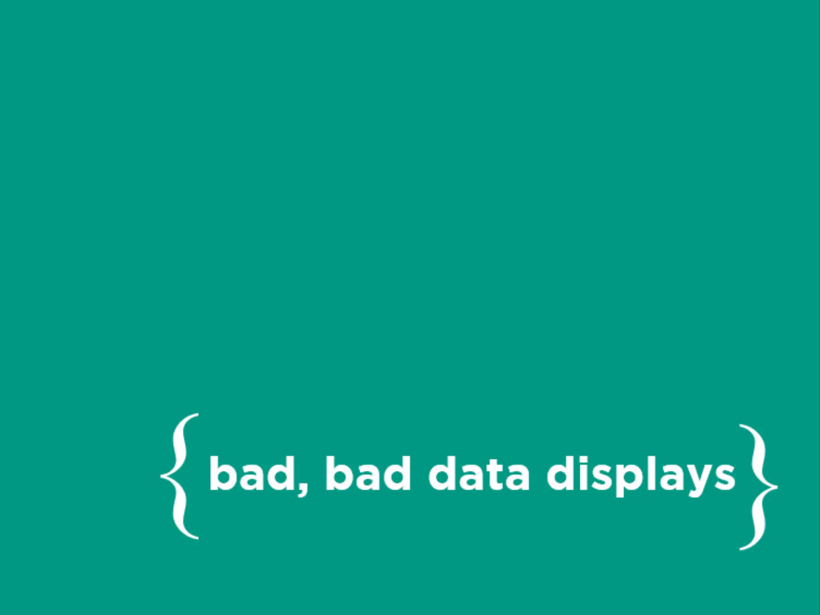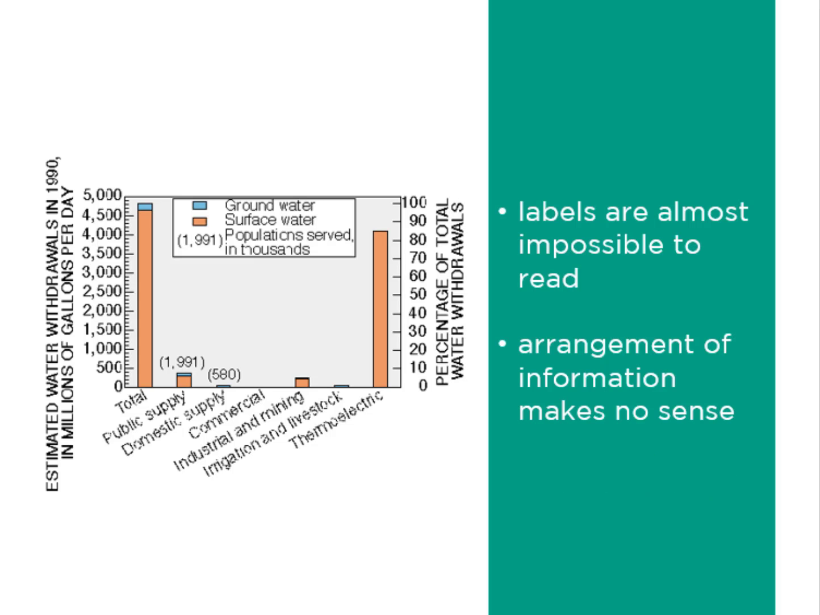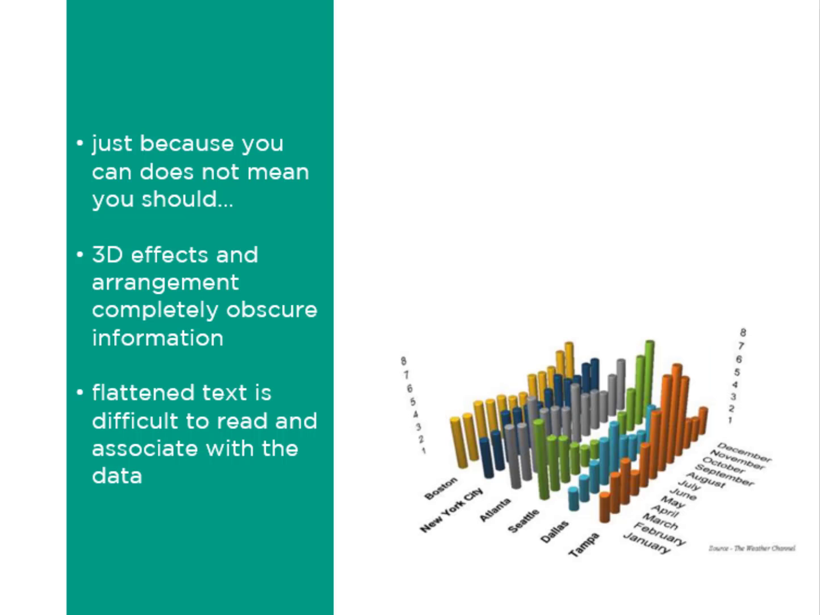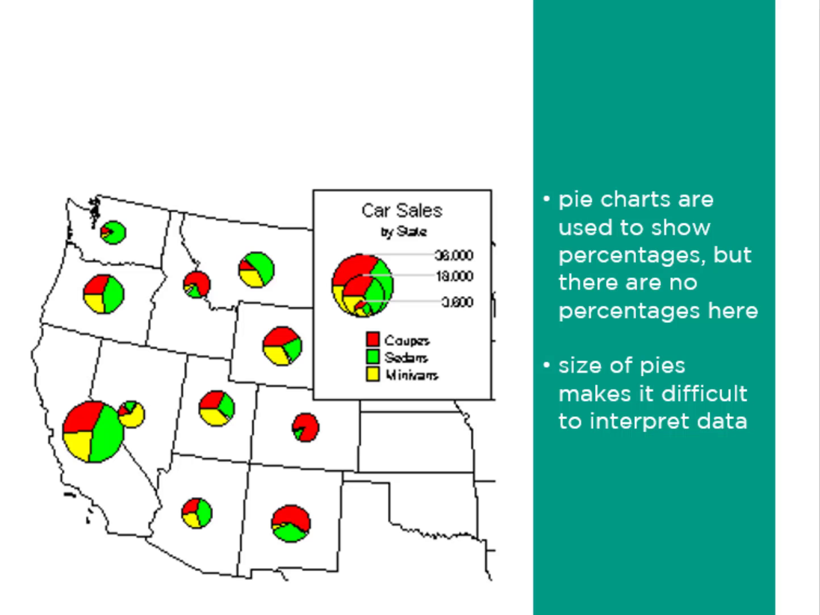So let's look at some bad data displays. This one is terrible. The labels are almost impossible to read. The arrangement of information really doesn't make much sense. This one is a great illustration, I think, of the principle that just because you can do something doesn't mean you should. The 3D effects completely obscure the information, and the flattened text makes it really hard to associate text labels with actual data. This is just a misuse of charts. Pie charts should be used to show percentages and a total of 100%, but there are no actual percentages here.